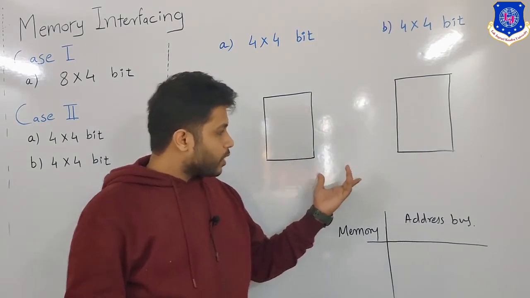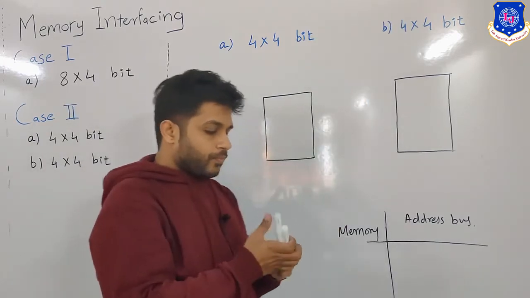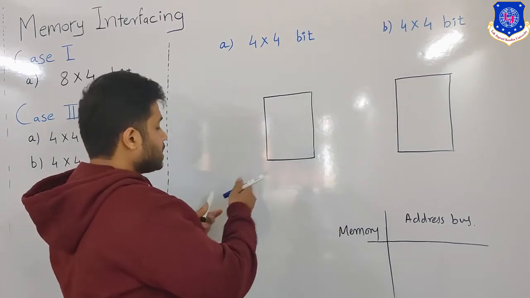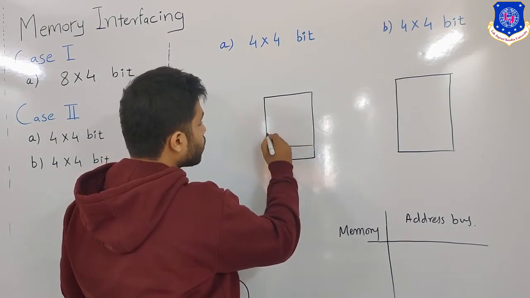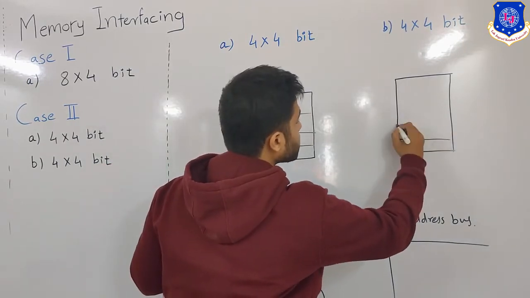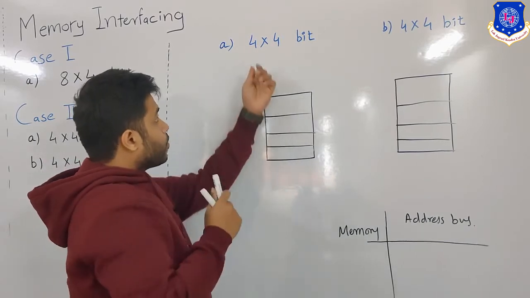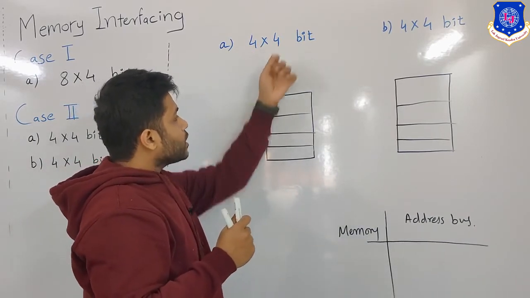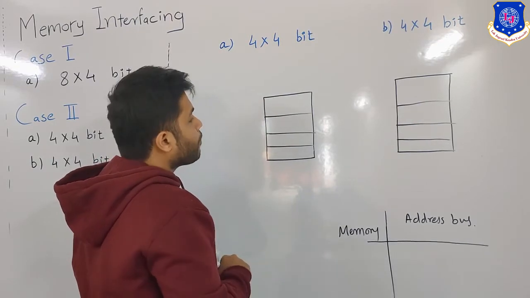So we have two memories, 4x4 and 4x4. Now we know that 4x4 means this memory has how many locations? It has 4 locations. So both memories have 4 locations, and each location can store 4 bits of data. Okay, no doubt till now?